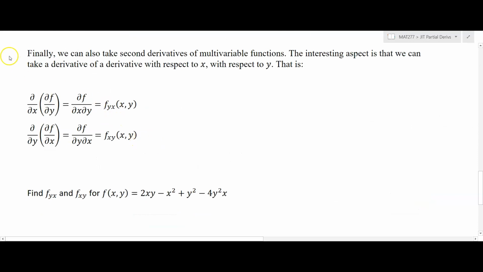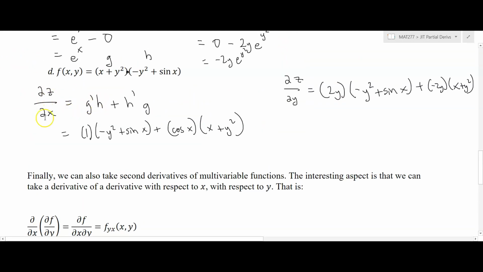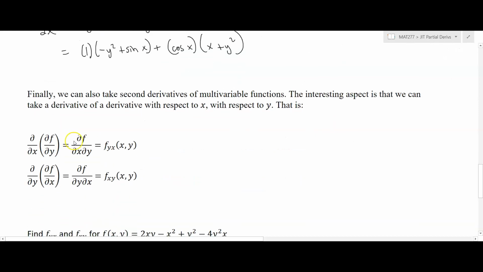In the last piece of this video, let's also take a look at second derivatives of multivariable functions. So you can take the derivative of a derivative. You can take the derivative with respect to x of the derivative of z with respect to x. But the interesting part is that if you have the derivative of f with respect to y, you could then take the derivative of that with respect to x.